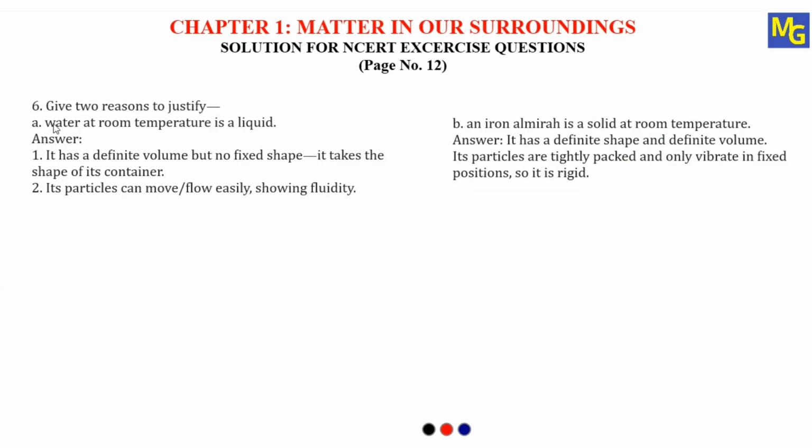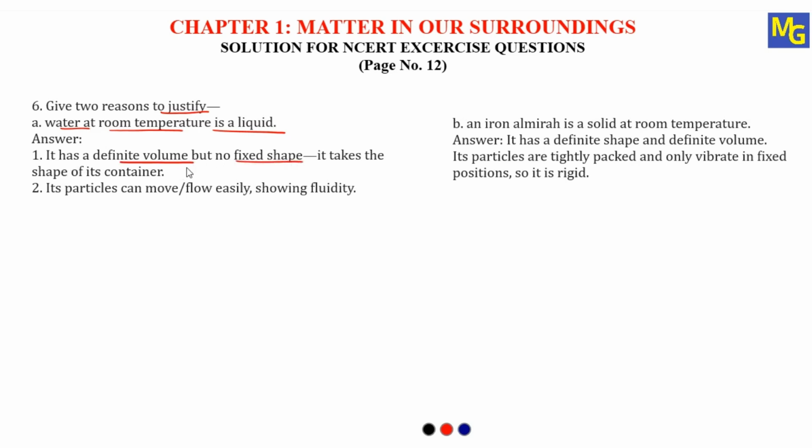Now we will see the sixth question. Give two reasons to justify. So we have to give two reasons for this. The first statement: water at room temperature is liquid. So here the reason is, a liquid has a definite volume but no fixed shape.